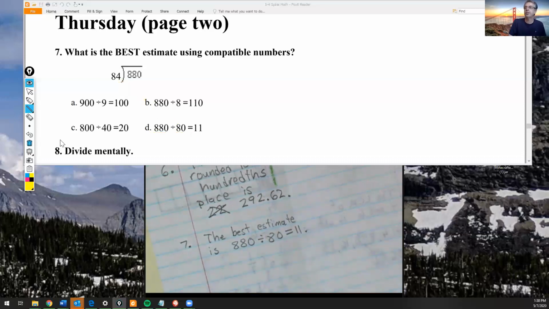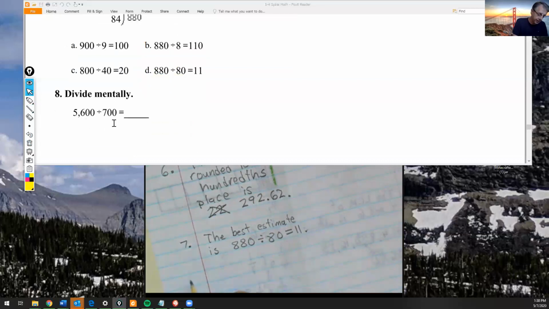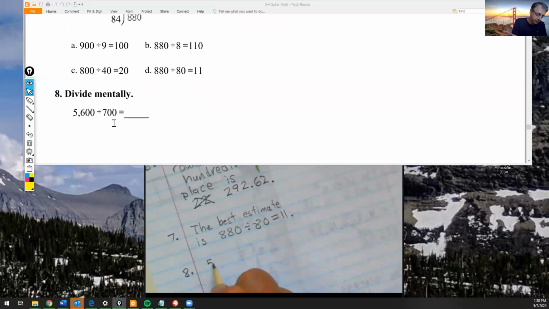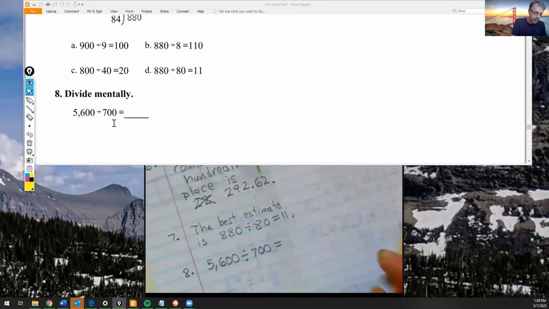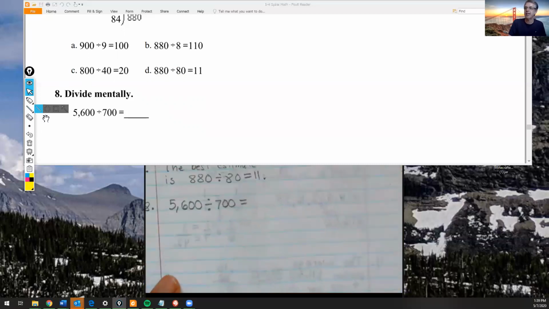Now I'm going to go on to number 8. We were just talking about dividing mentally a second ago, and that's what we're going to do here. What I want you to do is just write out the expression 5,600 divided by 700 equals, and divide this mentally. What I do is I look and I see an easy math fact. I look at that 5,600 and what I see is 56. And then I also see this 7, and there's my easy math fact.